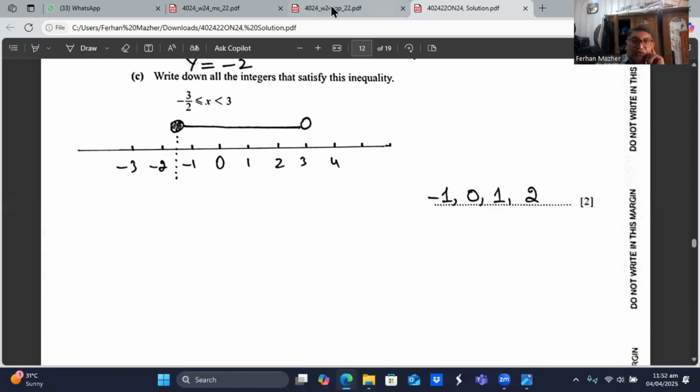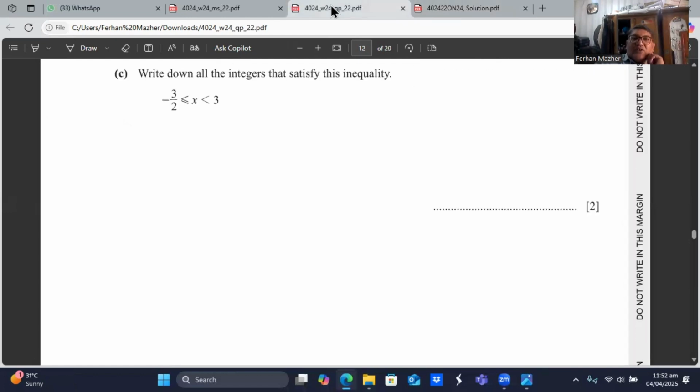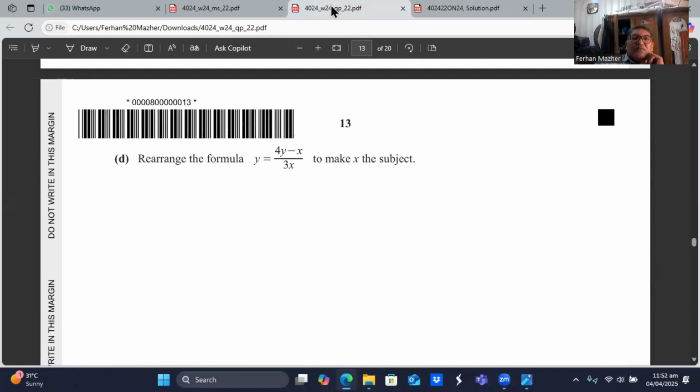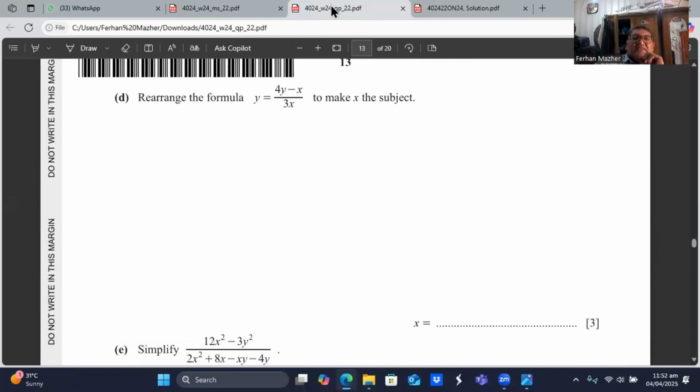I hope you understand. Okay, so we are going to the next part. That is question number 7, and it's D part. He says, rearrange the formula y is equal to 4y minus x, the whole thing divided by 3x, to make x the subject. Okay, so if you want to make x the subject of the formula, you will have to make x alone on one side. But the problem is that the x is present in 2 locations.